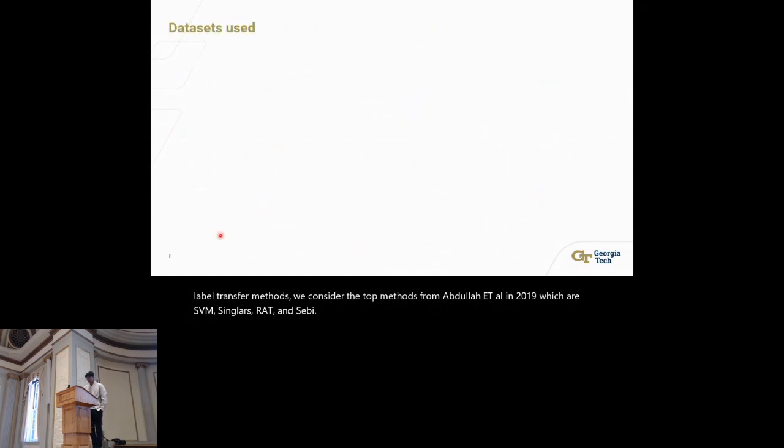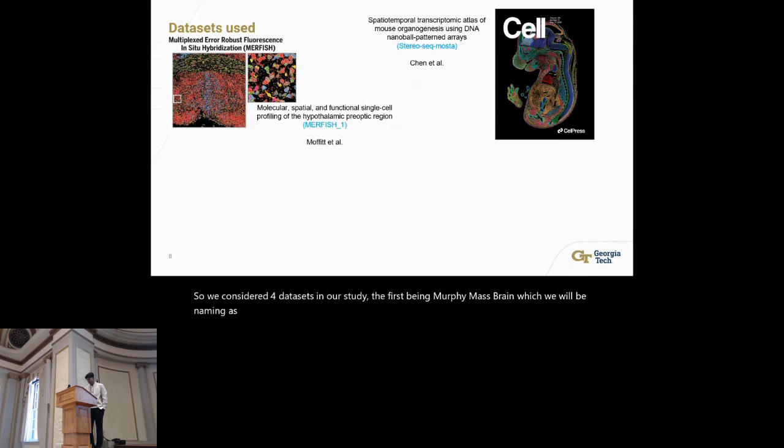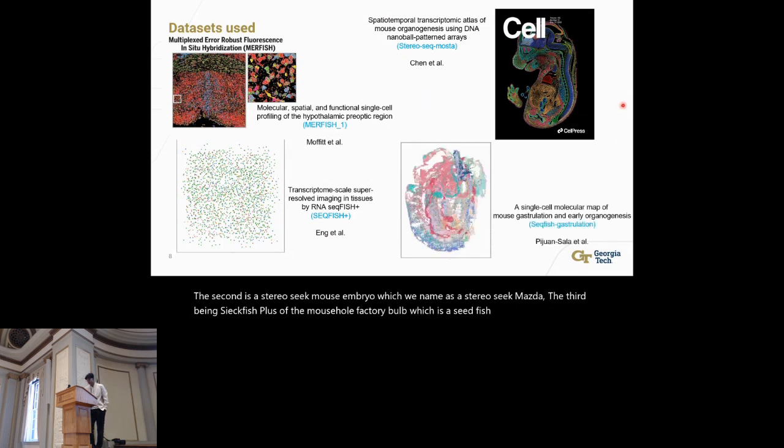So we considered 4 datasets in our study, the first being MERFISH mouse brain, which we will be naming as MERFISH 1. The second is a Stereo-seq mouse embryo, which we name as Stereo-seq MOSTA. The third being seqFISH Plus of the mouse olfactory bulb, which is seqFISH Plus. And the last one being a seqFISH mouse gastrulation dataset, which we name as seqFISH gastrulation.